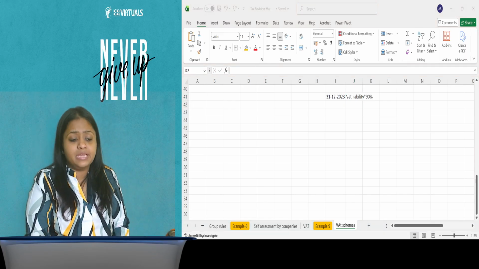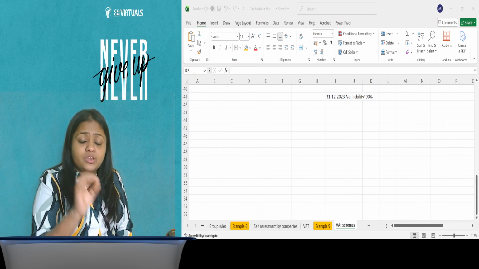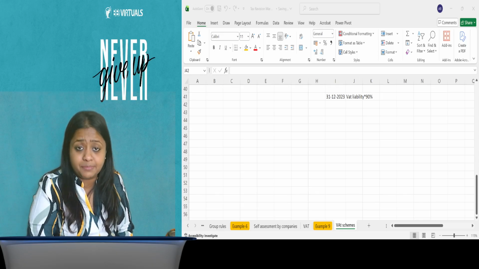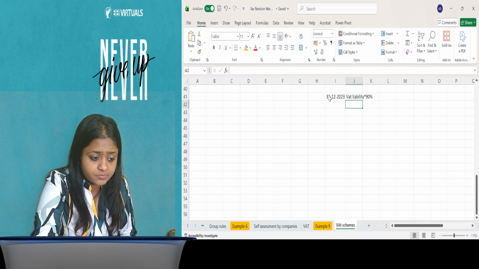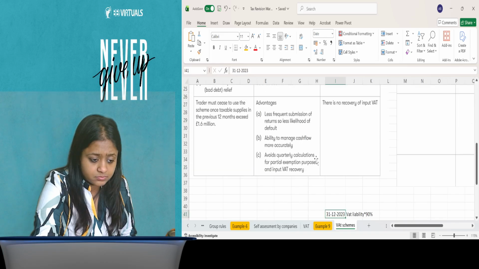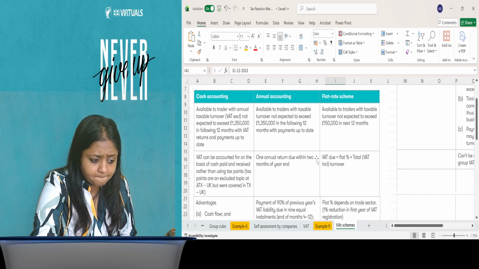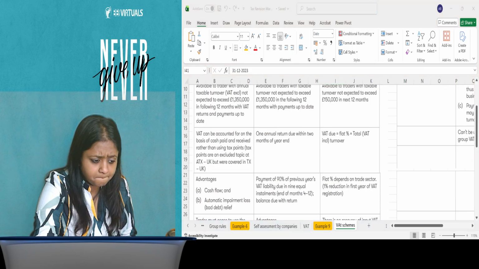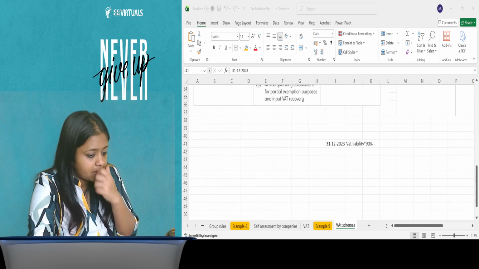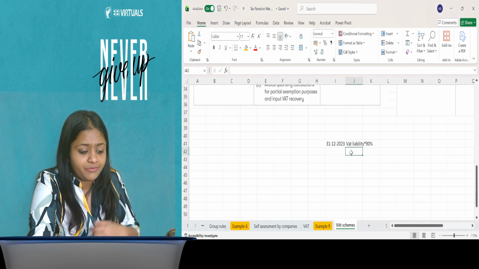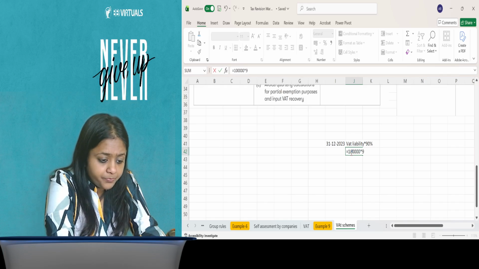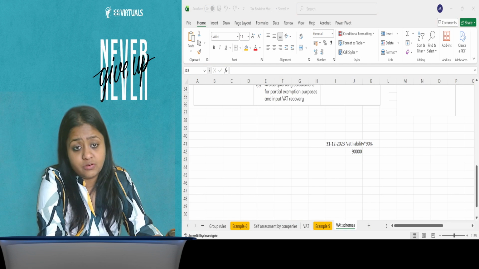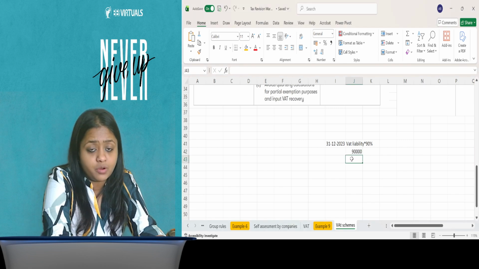Okay, total VAT liability, and multiply 90% to it. Now when you multiply 90% to this VAT liability, whatever it is, you take 90% of it. Now, whatever is the amount, let's say the amount was 100,000, multiply 90%, and we get here 90,000, correct? Now divide it into 9 equal installments, 10,000 each.